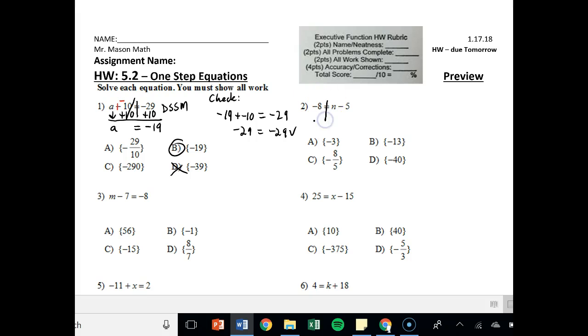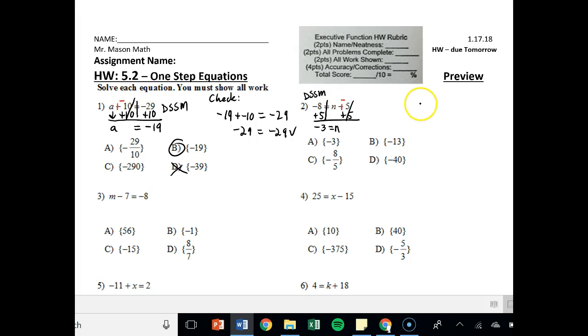Quickly, let's do number 2 together. Right? Draw your scales of justice. Notice this time, the variable is on the right-hand side. No big deal. I've got a minus sign, so I say plus negative. And this time I'll actually add 5 to both sides. These cancel off. I get n is equal to, and negative 8 plus 5, that is a negative 3. Again, we had a DSSM problem. Should you write that? Yes, you should.